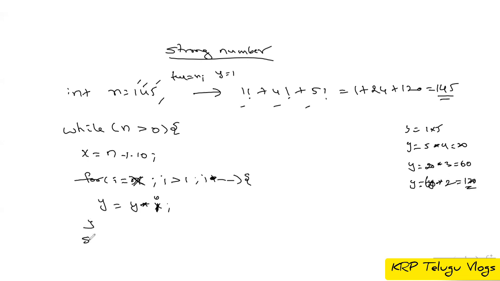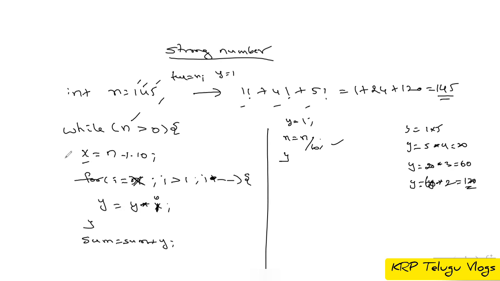So what will you do? Sum is equal to sum plus y. Is that clear? Understood? Yes, sir. So now n is equal to n by 10. Every time you divide n by 10. So what is n value? n value is 14, so 14 is greater than 0. x equal to n mod 10. So 14 mod 10 is what? Every time you reset y to 1.